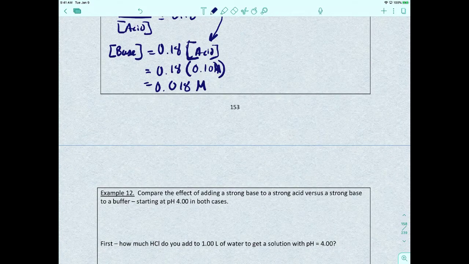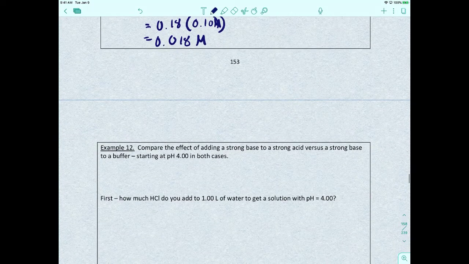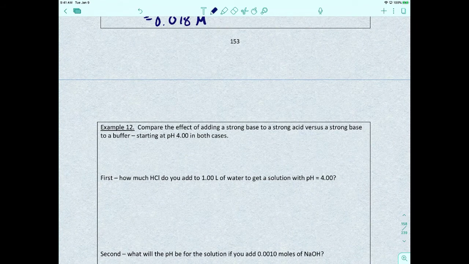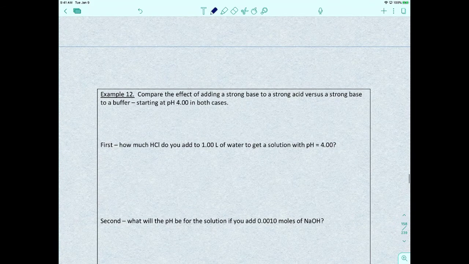Let's take a look at this problem. Compare the effect of adding a strong base to a strong acid versus a strong base to a buffer, starting at pH 4 in both cases. All right, so here's our first problem. How much HCl do you need to add to 1 liter of water to get a solution with pH 4? All right, so here's how we're going to do this. We know that the pH that we're shooting for is 4.